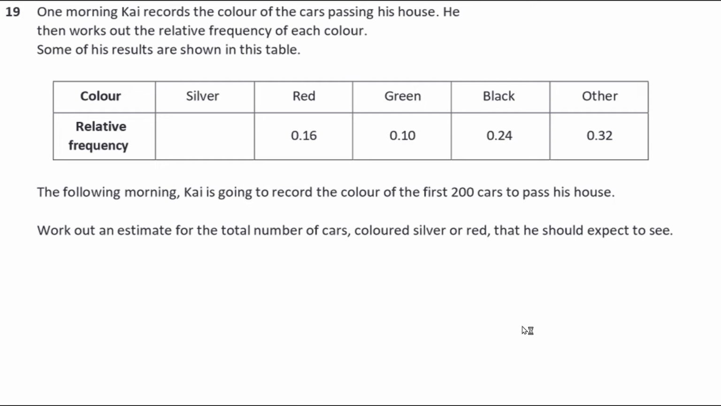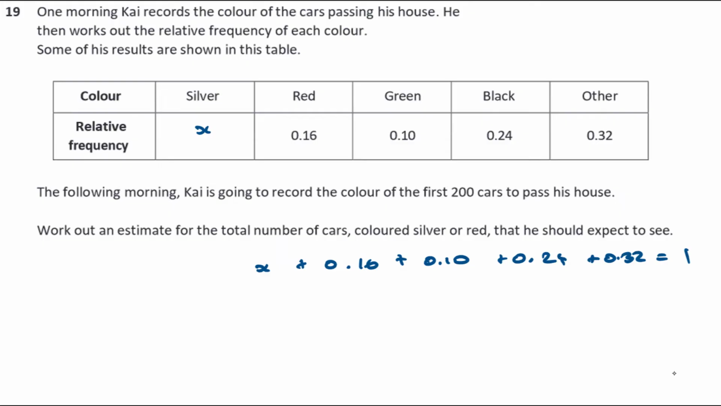Okay. So my value for silver, let's just call it x for now. X plus the others, 0.16 plus 0.10 plus 0.24 plus 0.32, that should all add up to 1, shouldn't it? Okay, so what do they all add up to?